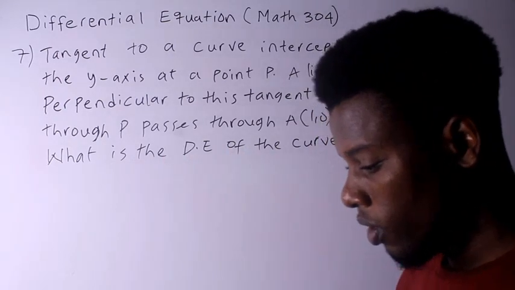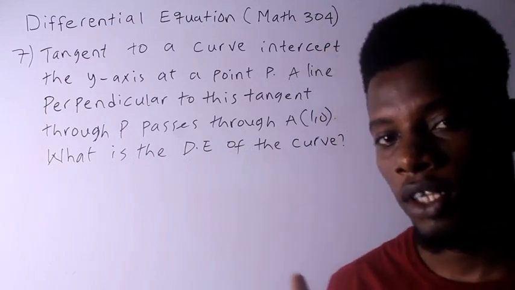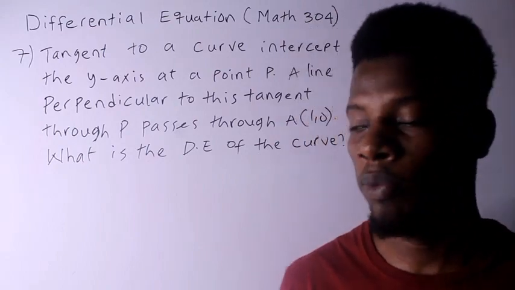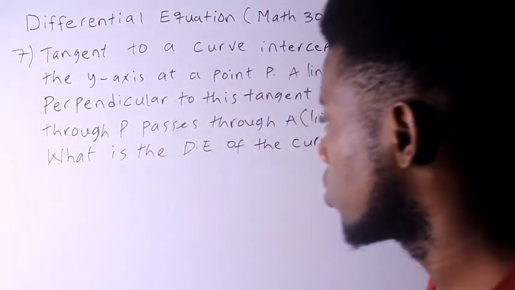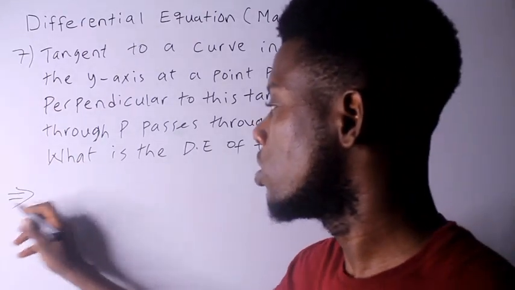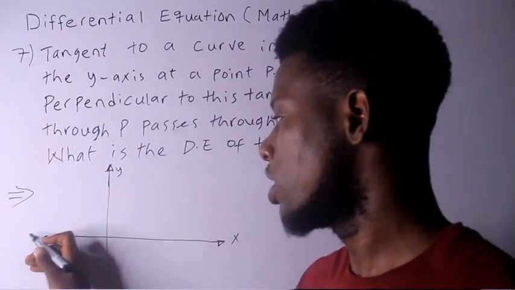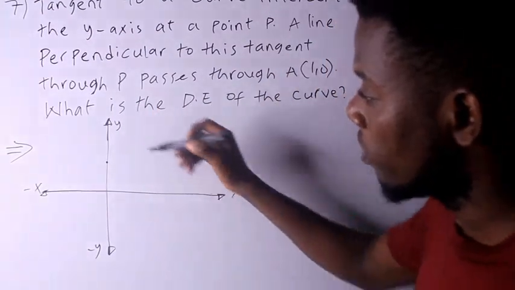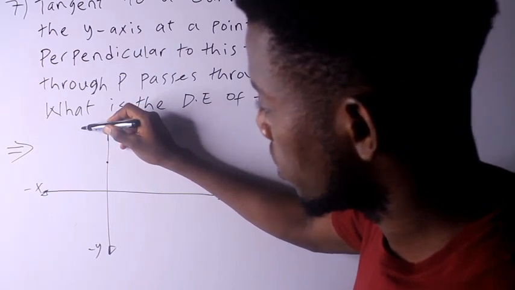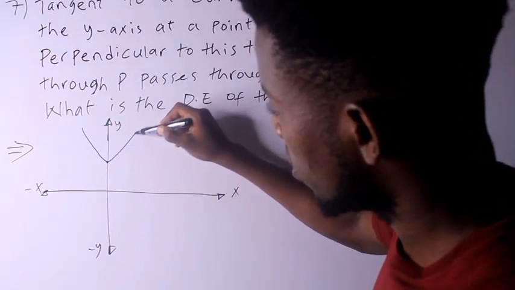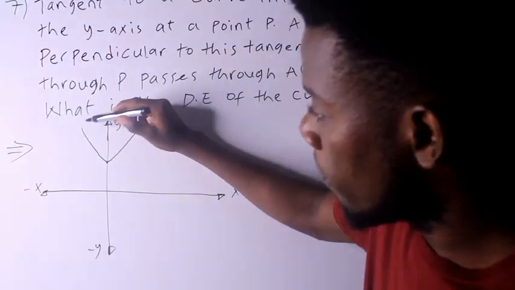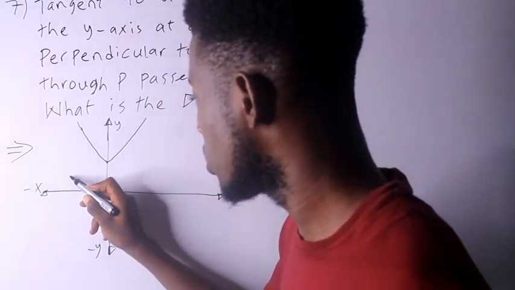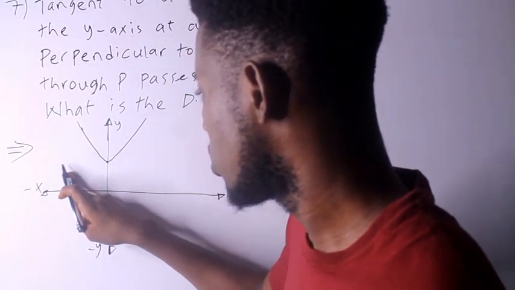So to solve this problem, we must firstly visualize the entire problem in terms of the curve and the point P and the point A and so on. So let's draw a picture of what we're talking about. You have the Cartesian plane like this. The point on the y-axis at which the tangent intersects. So let's try to draw the curve, maybe a parabola, and then there's a tangent to this curve. So the tangent goes like this.